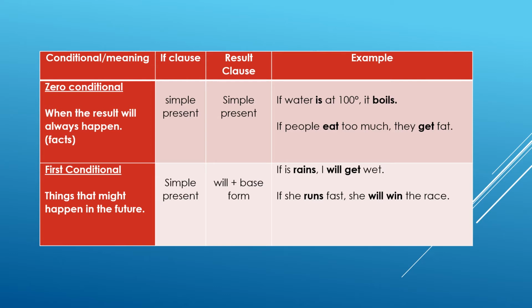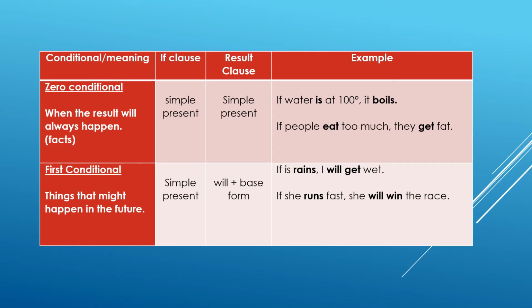Then we have first conditional, things that might happen in the future. So we are starting to talk about possibilities. And we are going to talk also about results. In the if clause, we have simple present, right? Like in the zero conditional. The difference is in the result clause, in which we are going to have the auxiliary will, for future. So will plus base form.